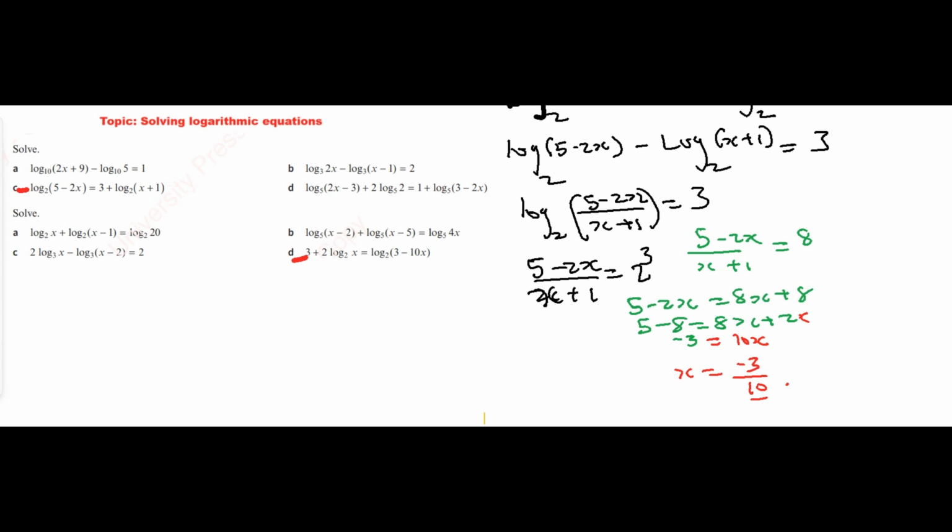Okay, let's check question 3D. You're shouting D, D, D. It's simple, it's the same way. Just take these two to the other side too.